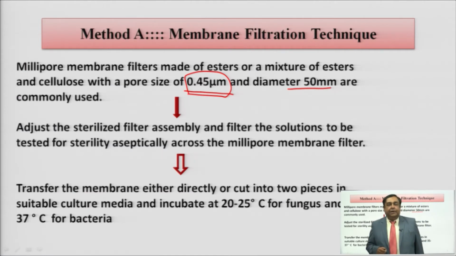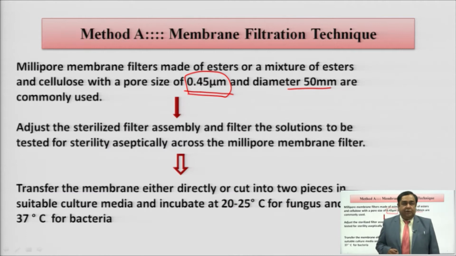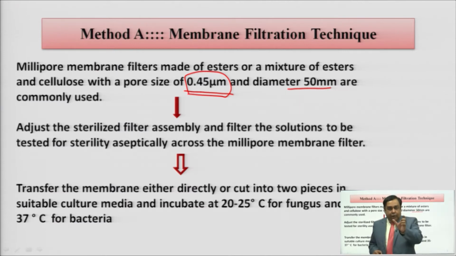Adjust the sterilized filter assembly and filter the solution to be tested for sterility aseptically across the millipore membrane filter. Then, if you are performing in triplicate, transfer one filter paper to a media which supports aerobic bacteria, transfer another filter paper to a media which supports anaerobic bacteria, and the third remaining one you immerse in a media which supports the growth of fungi. Or if you are carrying out a single assembly, transfer the membrane directly by cutting it into two concentric halves.